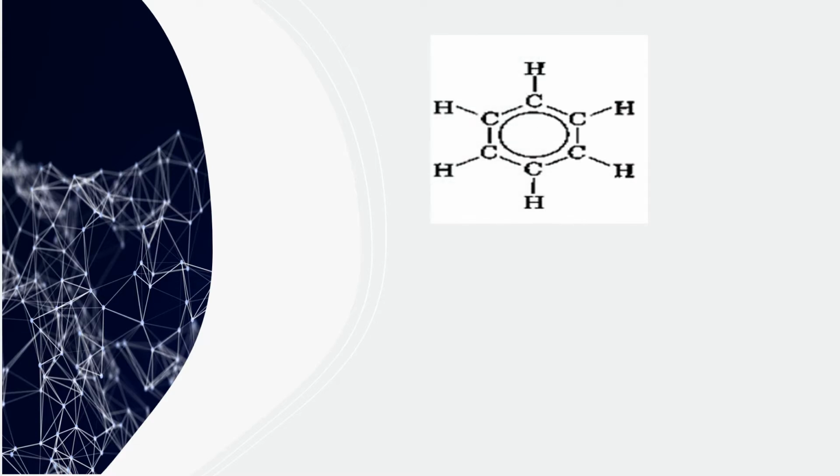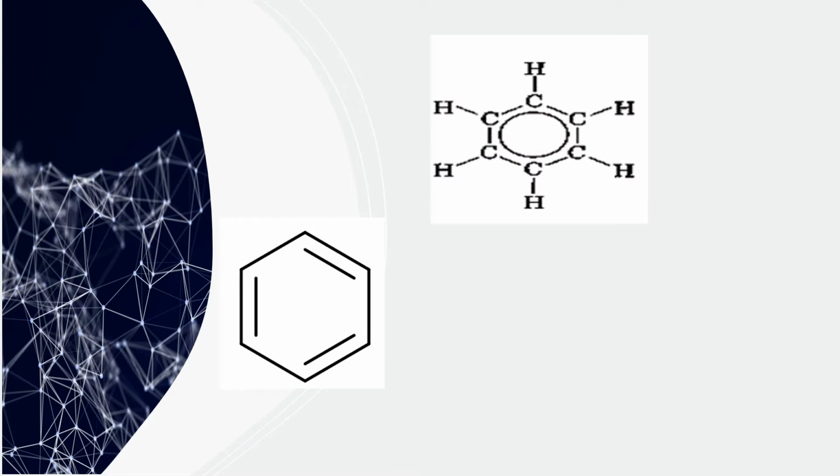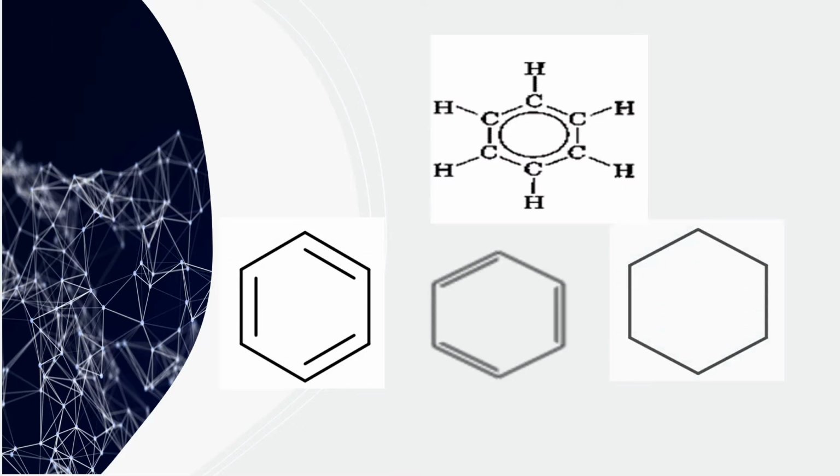The structure of benzene may be symbolized as follows. Here is the expanded structural formula of benzene. Here is another one. And then we can also represent benzene with this symbol with a ring inside.